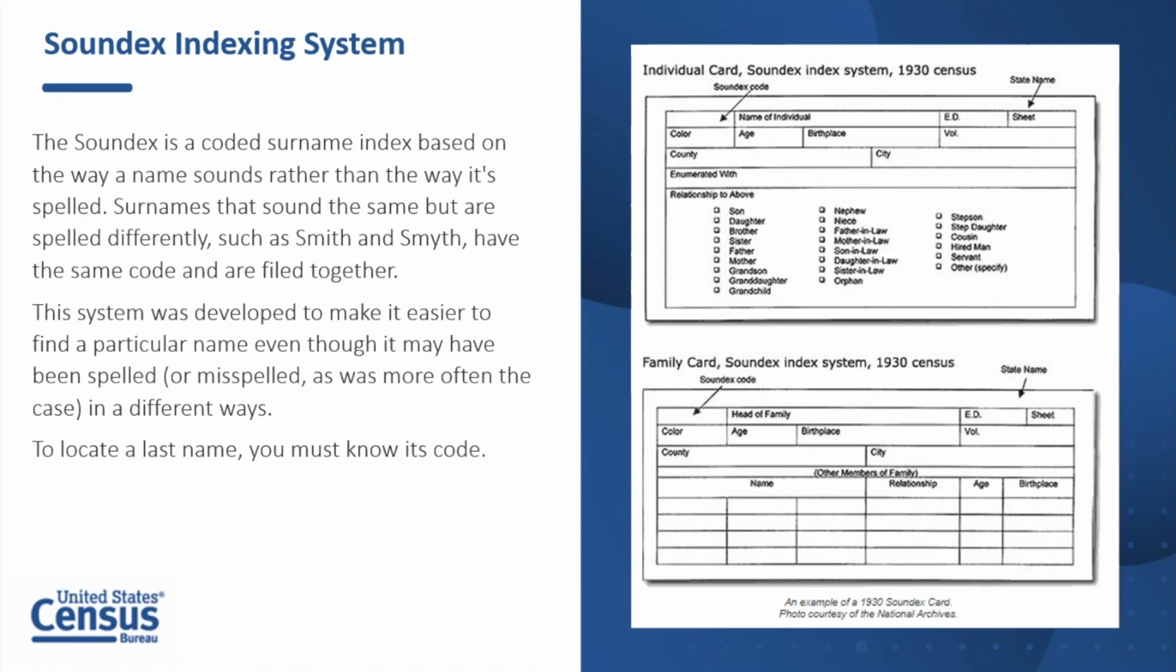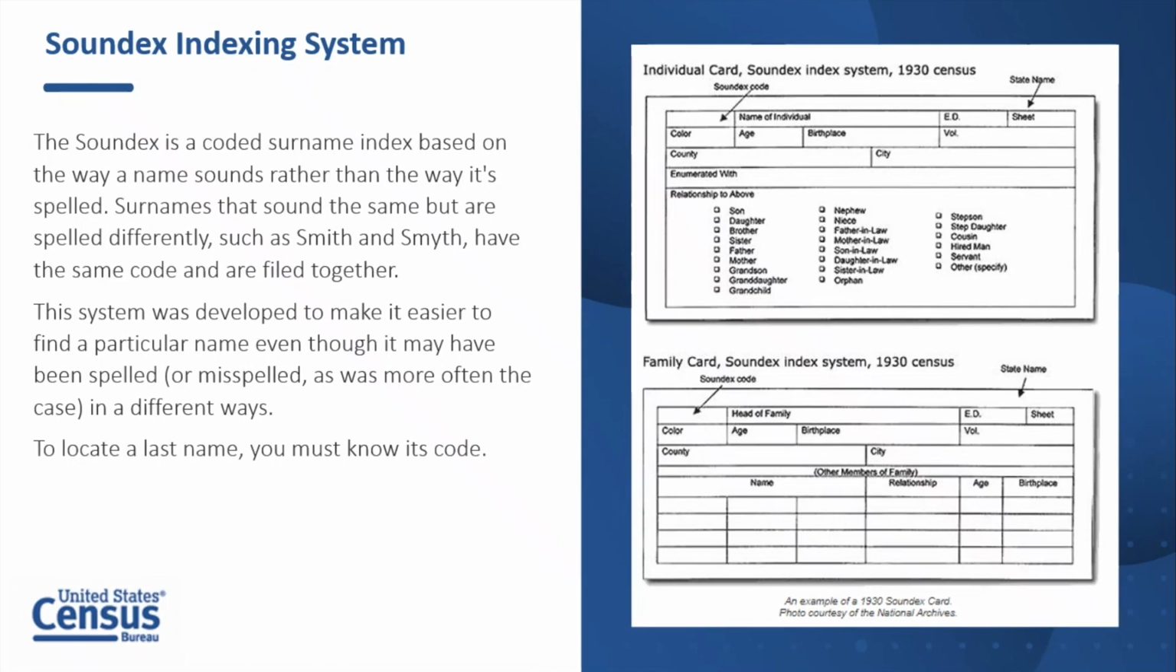The Soundex is a coded surname index based on the way a name sounds rather than the way it's spelled. Surnames that sound the same but are spelled differently, such as Smith and Smythe, have the same code and are filed together. The system was developed to make it easier to find a particular name, even though it may have been spelled or misspelled, as was more often the case, in a different way. To locate a last name, you must know its code.